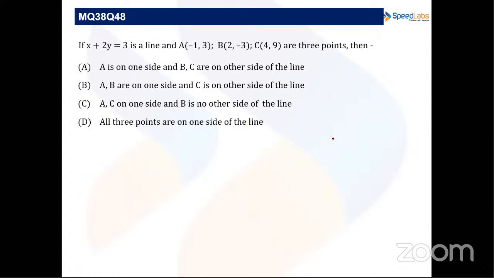Let's move to the next question. Our next question is, we have an equation of a line and A, B, C are 3 points. Then we need to find which points are on the same side and which are on the opposite side.